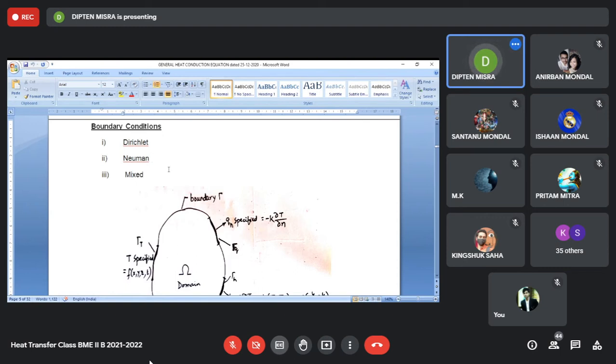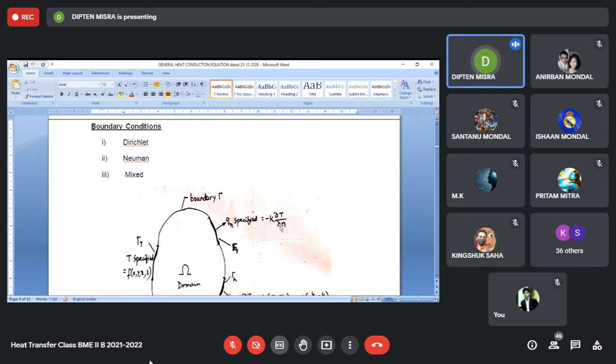For example, here we have shown that the heat flux is known. Now heat flux is nothing but minus K into temperature gradient. Now del T del N means the temperature gradient along the normal to the surface, along the direction normal to the surface.